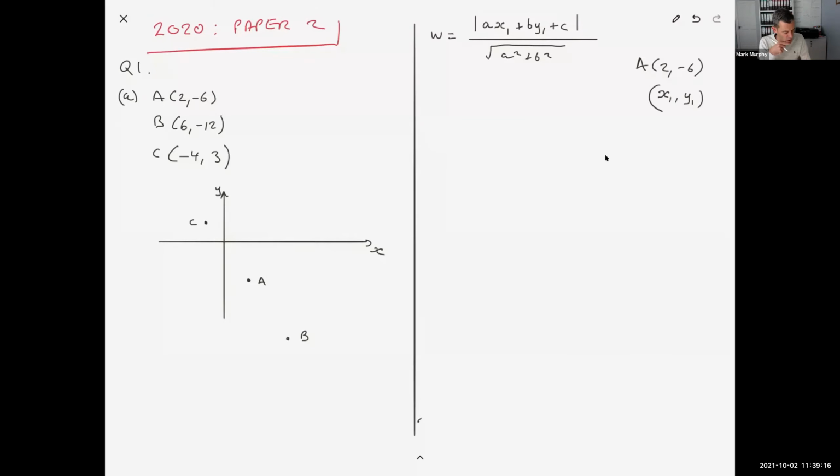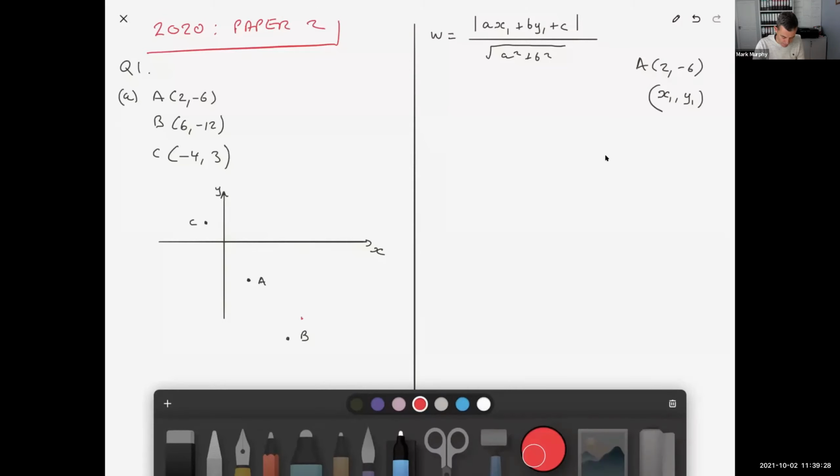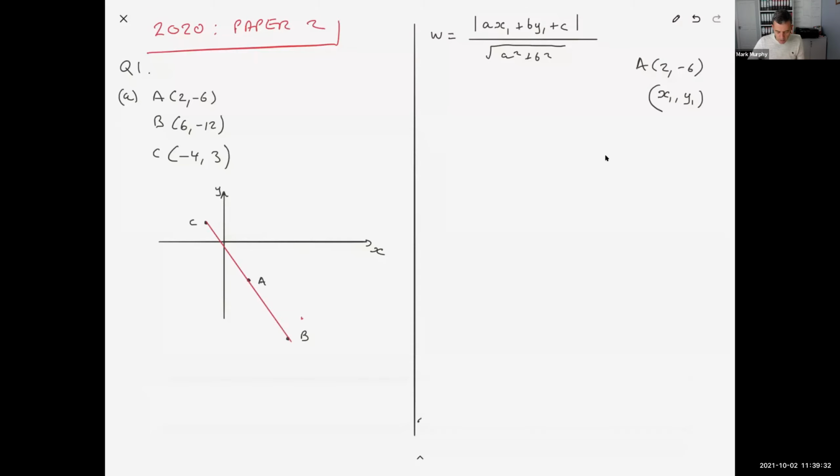We don't have that general equation of the line, right? So we have this point A, and we're finding the distance from A to the line CB. So let's draw the line CB. That's what it's asking, our BC. So let's draw BC. That's the line BC there, okay? That's the perpendicular between A and BC. But we don't have the equation for the line BC.